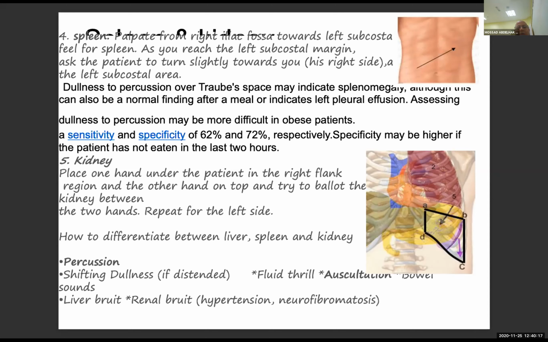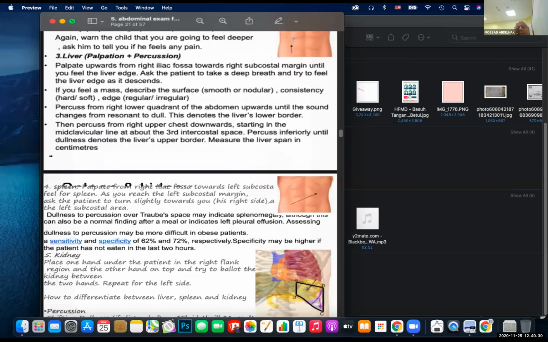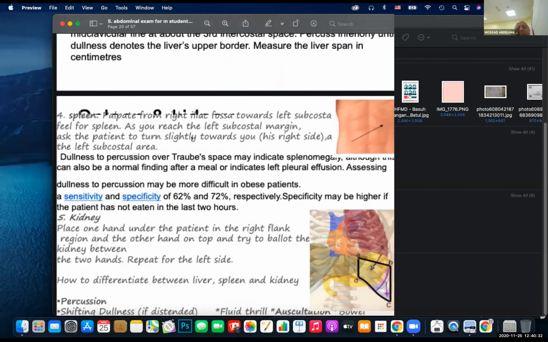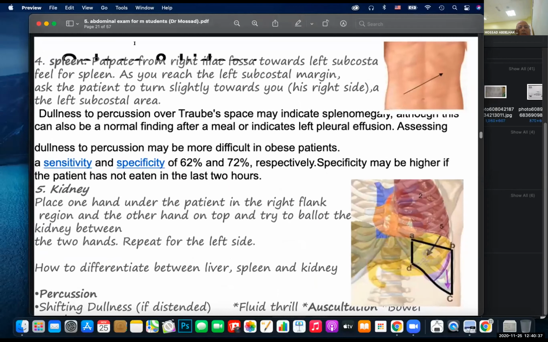Okay, can you decrease the size of the slide, please, or move it right or left? Oh, okay, it looks like it cannot be. Okay, no issue.